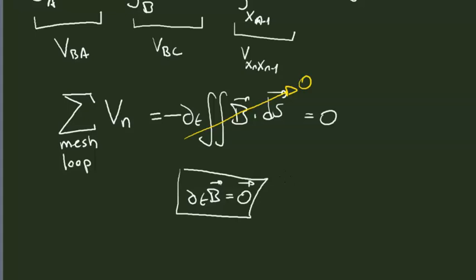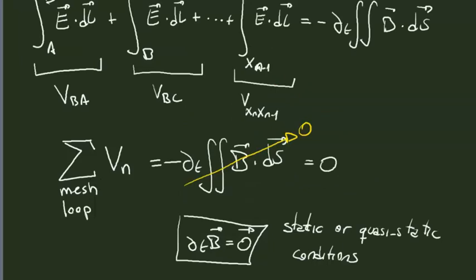And these conditions are again static or quasi-static conditions. In other words, there are no changing magnetic fields. If there are no changing magnetic fields, then we are allowed to make this integral equal to 0, and that means that the sum of all the voltage drops in a closed loop or in a mesh equals 0.